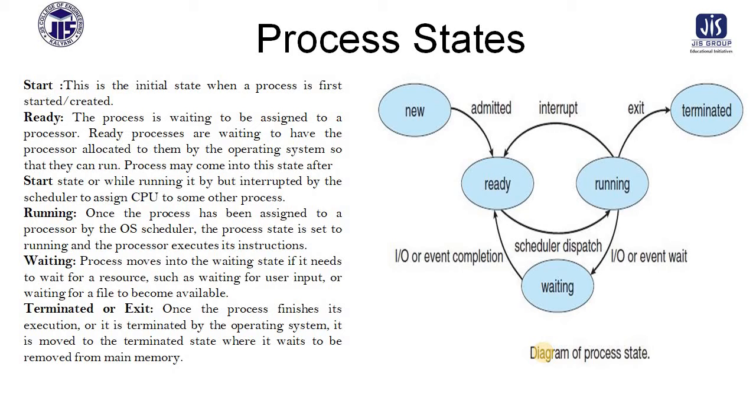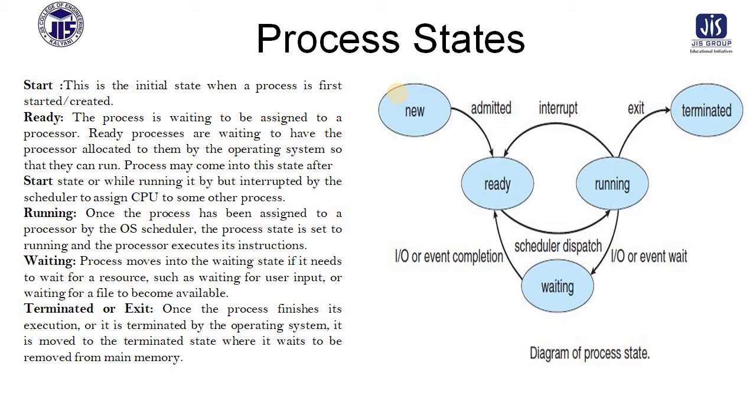Next is terminated or exit. When the process finishes its execution or it is terminated by the operating system, it is moved to the terminated state, where it waits to be removed from main memory. So I am explaining this diagram. Whenever a process is created, it will enter the new state. The new state is the symbol of process creation, when a process enters into the system.